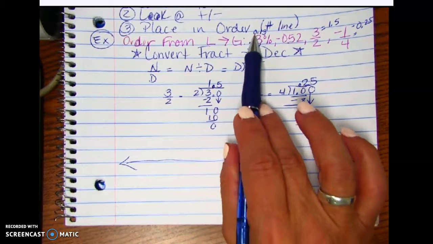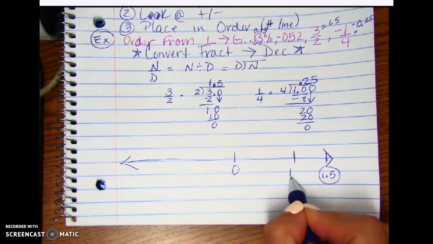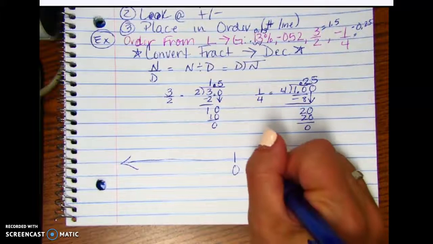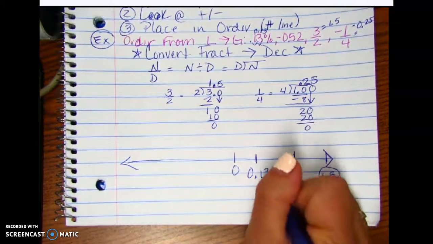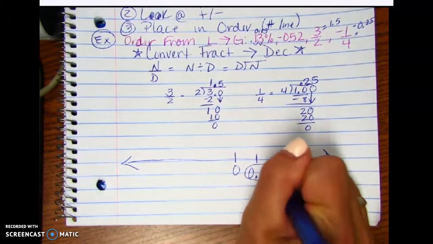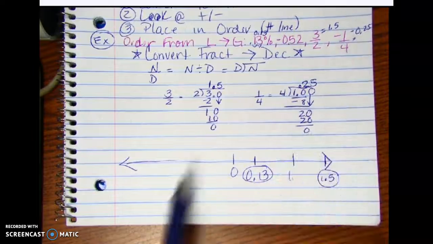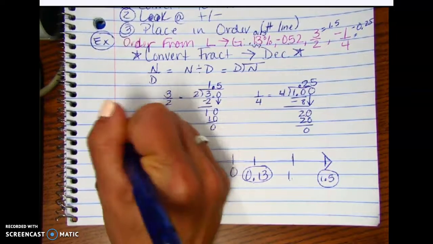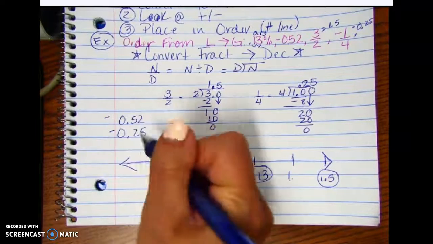Okay, so I have 13 hundredths. So it's going to be not at the 1, because there's nothing in the 1's place. It's a 0. So 13 hundredths is going to be probably right about here. So there's my next to the greatest number. Okay. Now I need to go and look at 52 hundredths and negative 25 hundredths. So here's 52 hundredths, negative, and here's 25 hundredths, negative.